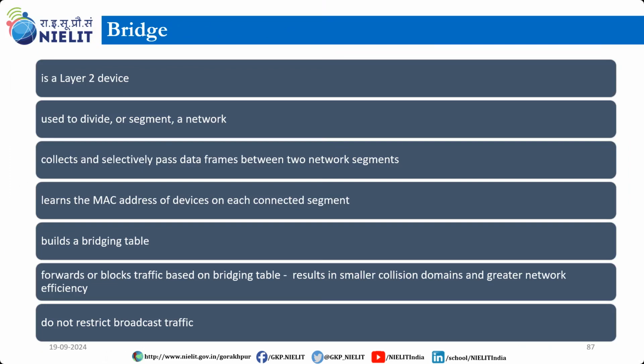It learns the MAC address of devices on each connected segment, builds a bridging table, and forwards or blocks traffic based on the bridging table. It does not restrict broadcast traffic. So there are two collision domains in the case of a bridge, and there is a single broadcast domain in the case of a bridge.